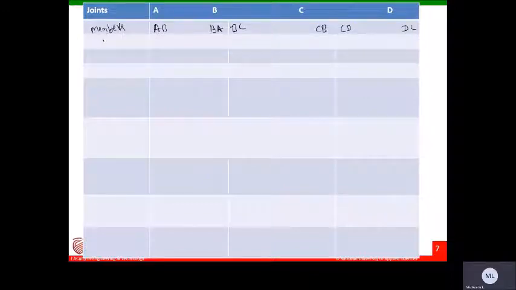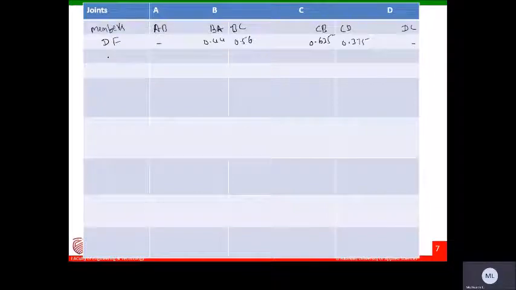Next, write the respective distribution factors. Here for BA, the distribution factor is 0.44. And here it is 0.56. And here it will be 0.625, 0.625, and this is 0.375, 0.375. Okay, these are the distribution factors.